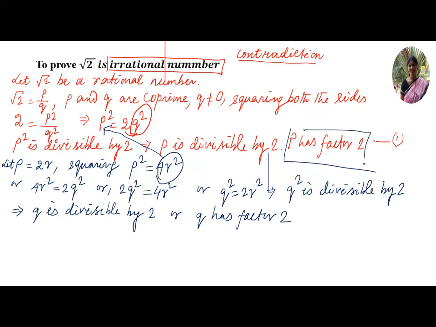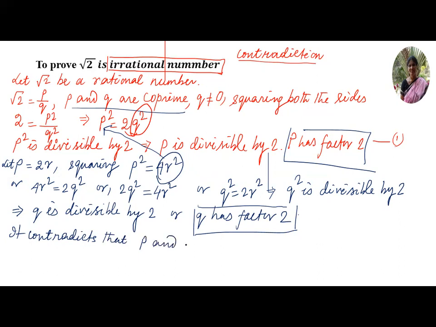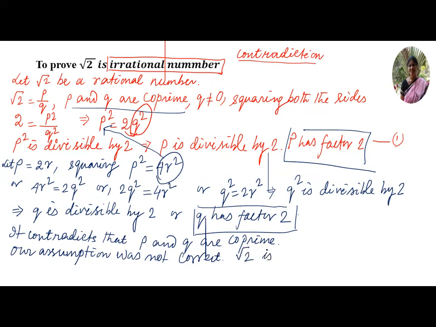So p has factor 2, q has also factor 2. So this contradicts that they are co-prime because they have a common factor. So it contradicts that p and q are co-prime. That means our assumption was not correct. That means root 2 is not a rational number. So root 2 is an irrational number.